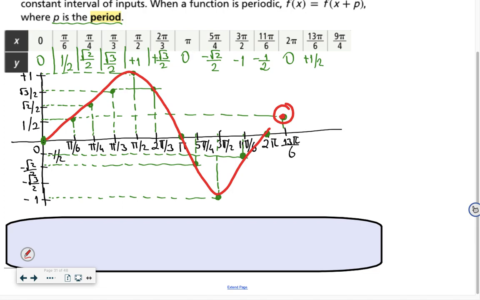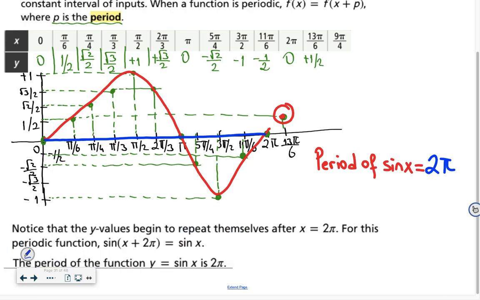So to be able to determine the period of the sine function, you can say that the period is between 0 to 2 pi. So which means that 2 pi is your period. And look at here. Notice that the y values begin to repeat themselves after x is equal to 2 pi.